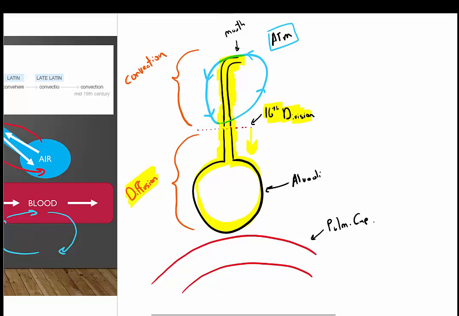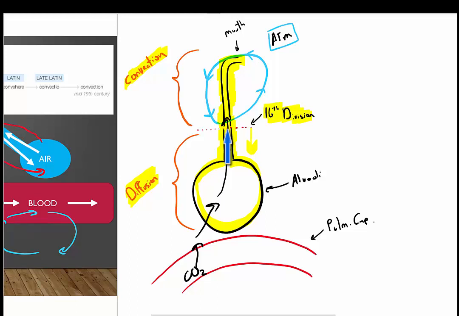So diffusion is going to be the main driving force from the 16th division to the actual alveoli, but we need convection as well in order to bring fresh air into that 16th division, so that as CO2 from the blood is dropped off and moves into the alveoli, via diffusion it can move up to this point, right? And then what happens is, because we're continuing via convection renewing the air with fresh atmospheric air, CO2 will have a gradient to move where it can be picked up via convection.